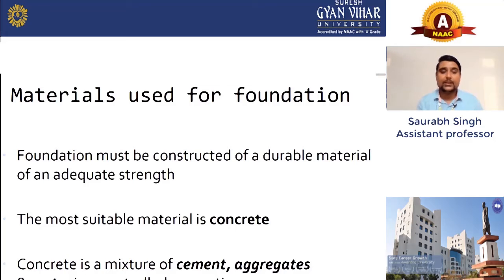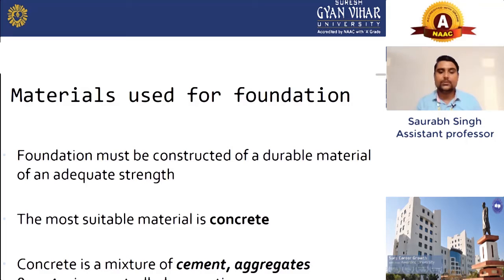Now, what material do we use for the foundation? You should also know what kind of material you are going to use for your foundation. As you can see here, foundation must be constructed of a durable material of adequate strength. And the most suitable material is concrete. Concrete, as we all know, is a mixture of cement and aggregate and water in controlled proportion.